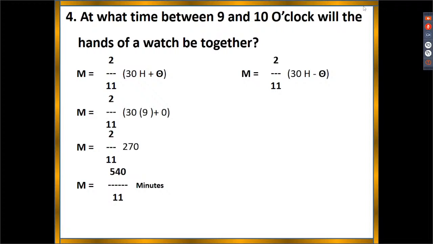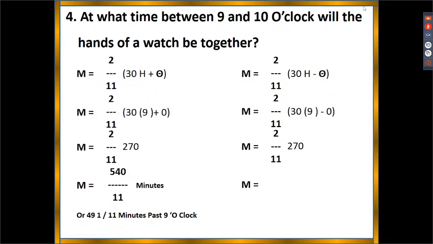So we have to convert 540 by 11 into a mixed fraction. 11 4s are 44, 10 is there, means 100. 11 9s are 99, 49, and 1 is the remainder, so 1 by 11 minutes. Those are the minutes after 9 o'clock. So what is the final answer? 49 1 by 11 minutes after 9 o'clock. If you use minus theta, you get the same answer because plus 0 or minus 0, there is no difference.